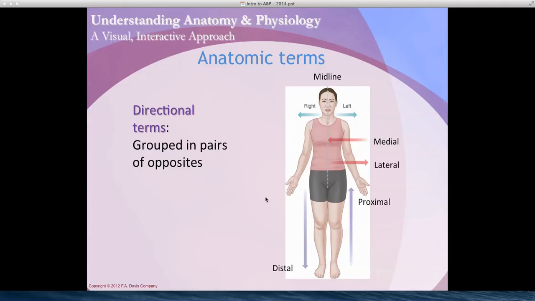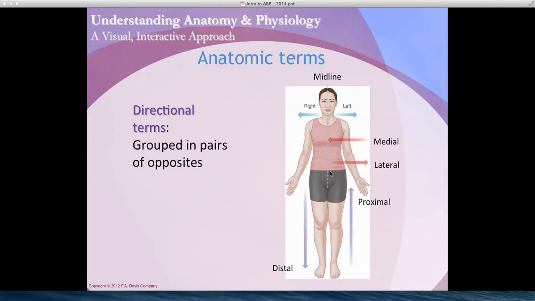So I want to talk first about directional terms. These are grouped in pairs of opposites. So of course we have right and left. I'm not going to really go into much detail about that. Medial and lateral, though, are a couple of terms we definitely need to understand. Medial being towards the midline of the body, and you can see that it's this section here right down the middle. So medial would be towards the midline. Lateral means away from the midline.